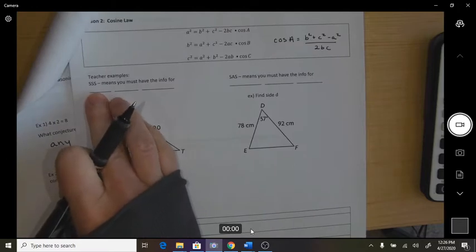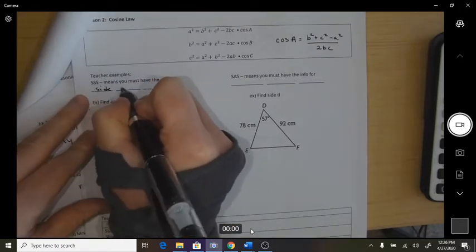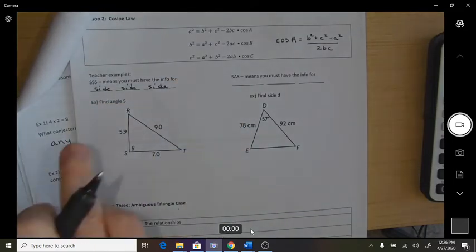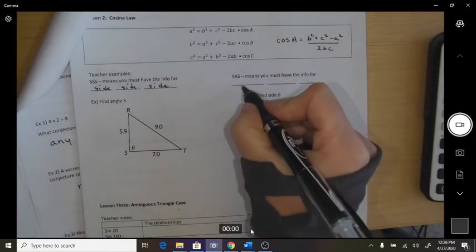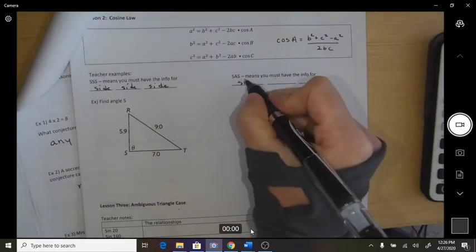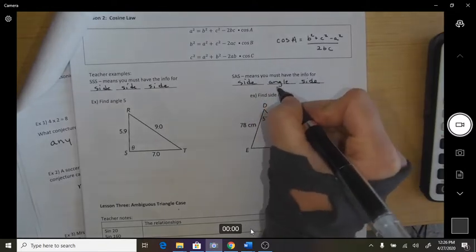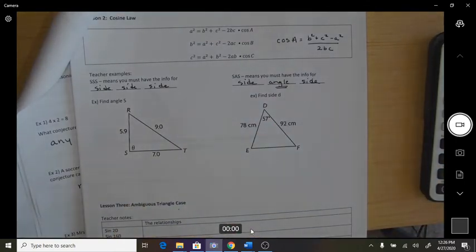So SSS would mean that you would have the information of a side, and a side. You would have all three sides. So if you do that, you can find an angle. And SAS means that you have a side, then an angle, and then a side. But specifically, that angle is right between those two given sides.